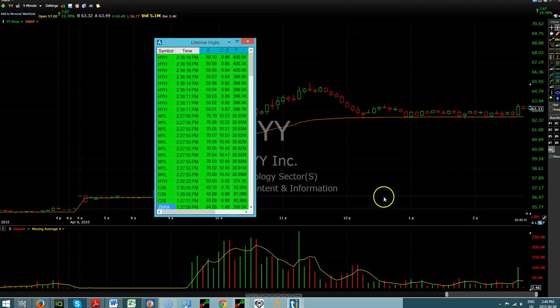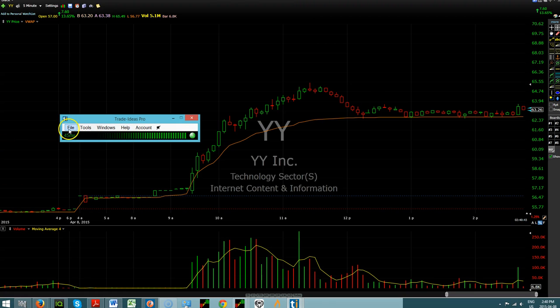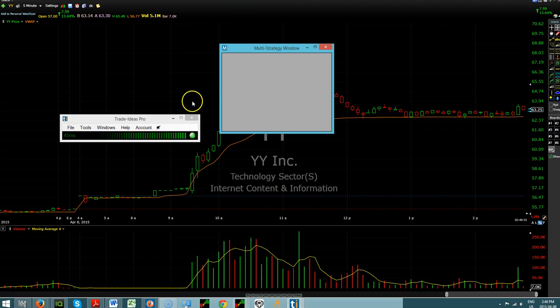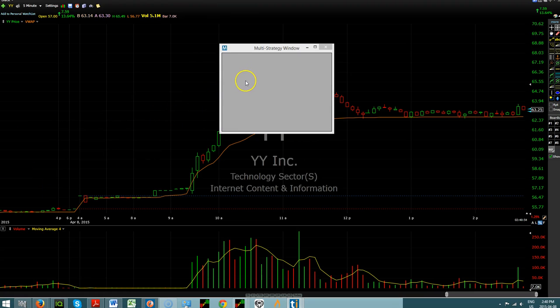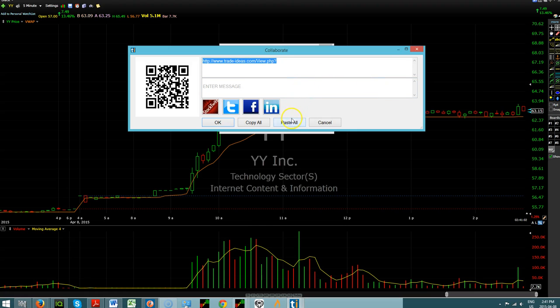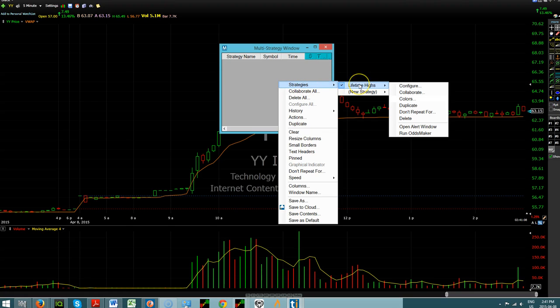Basically, you're going to take a look at all the alert windows that you want to put into a multi-strategy. So you start with one of your alert windows. You do what I did. And then I'm just going to go to File Tools. I don't know what happens if I click on it here. I didn't lose it. Okay. New multi-strategy window. All right. And I'm just going to get rid of this. And now you right click. You see how it says strategies, new strategy, collaborate. I'm going to collaborate. I'm going to paste. And if I check, right click, strategy, you see the lifetime high was added in there. It's that simple.